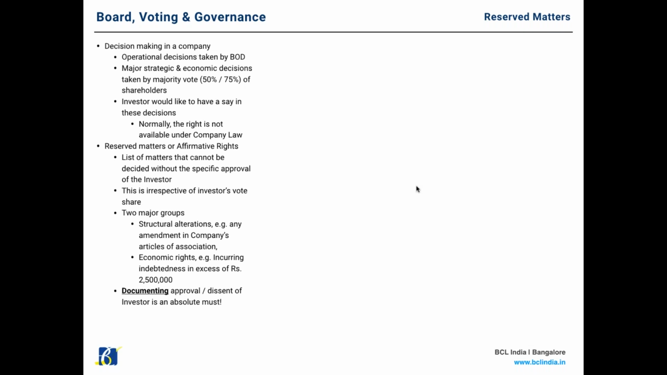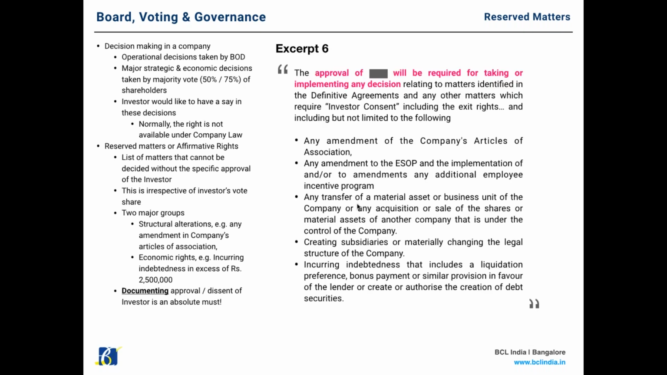Now, documenting approval of the investor under the reserve matter right, or the dissent, is very important, because if you do not have this documentation, it's hard to prove tomorrow that you had the green signal of the investor to proceed, right? So it's important that you get this. Now, this is an excerpt from a term sheet, and this is how a typical affirmative right will look. So if you see, you have amendments to the AOA, the company's AOA, the ESOP structure, sale of any assets, creating subsidiaries, or incurring indebtedness.